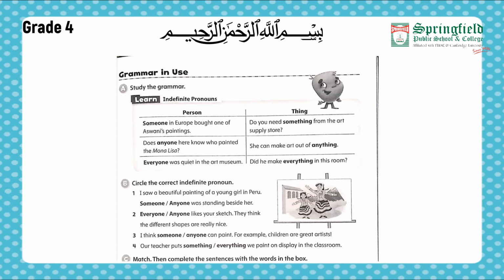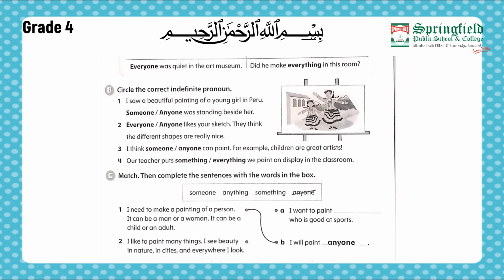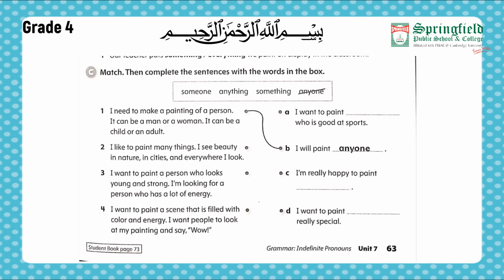I think anyone can paint. For example, children are great artists. Moving forward towards our part C. Match. Then complete the sentences with the words in the box. Someone, anything, something, anyone. Now, let's first of all match.